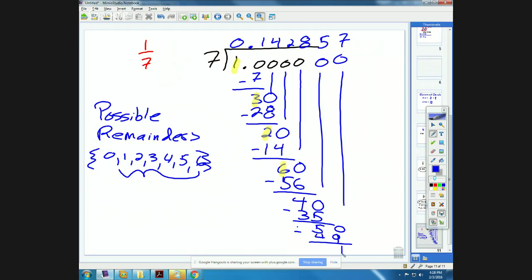Subtract, and I get a 1, and now the argument is have I seen that one before or not? My claim is I have. It's right there. Because what's going to happen next is I'm going to bring down another 0, and there's the 10 I started right there.